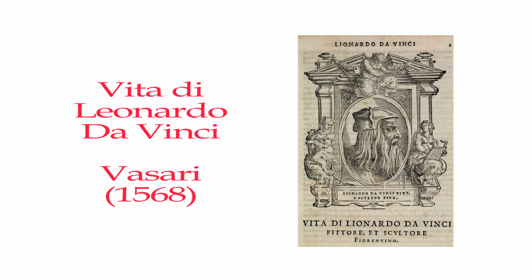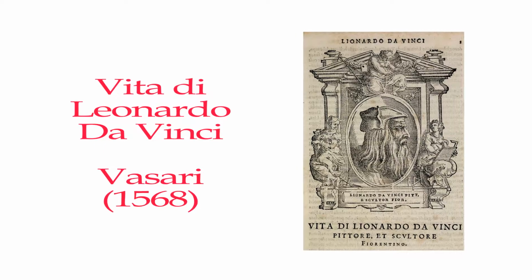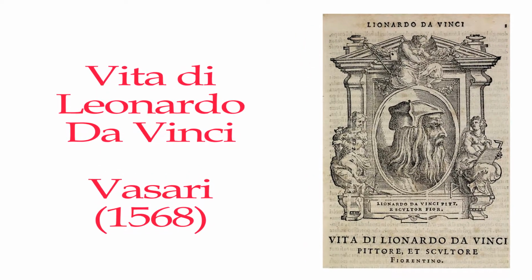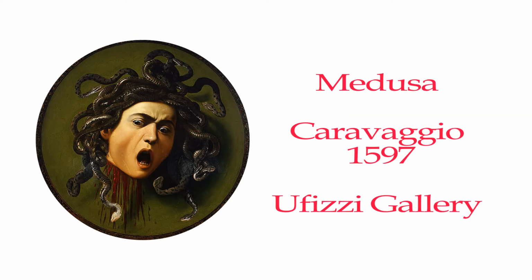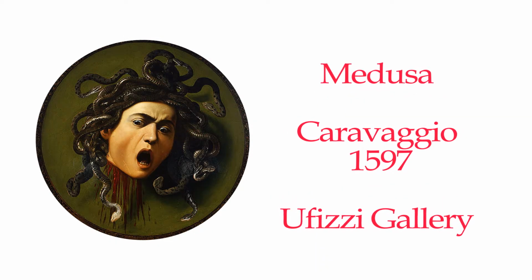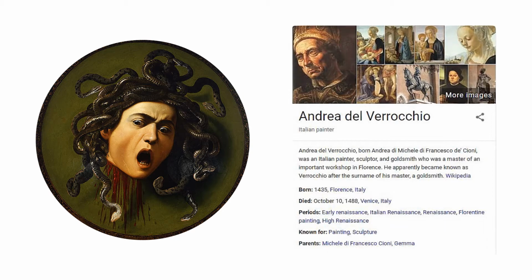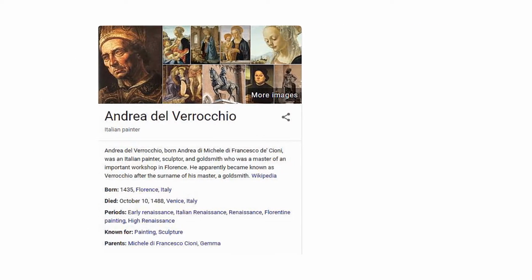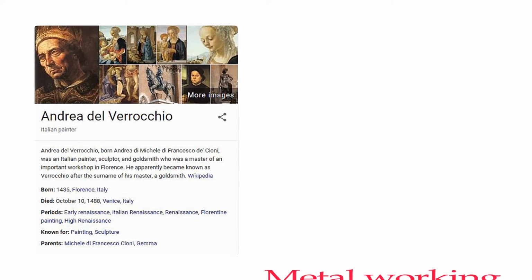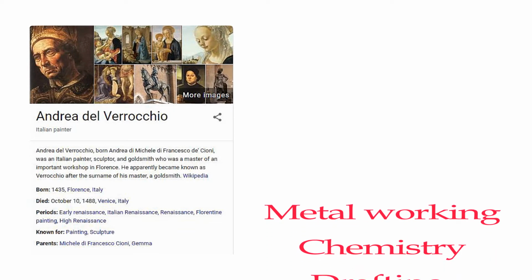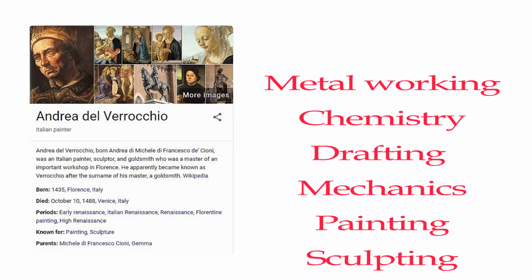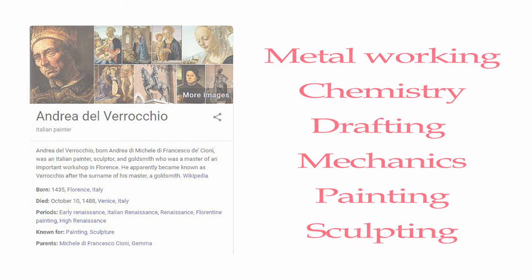And now for some Da Vinci history. In the book Vita de Leonardo, 1568, Vasari states that as a young man, Leonardo painted a shield of Medusa with snakes around her head, and the painting won such praise that it allowed him entrance to an apprenticeship in the prestigious Verrocchio workshop. It is here that he got to learn a vast array of skills, from metalworking and chemistry to drafting and mechanics, as well as painting and sculpting.